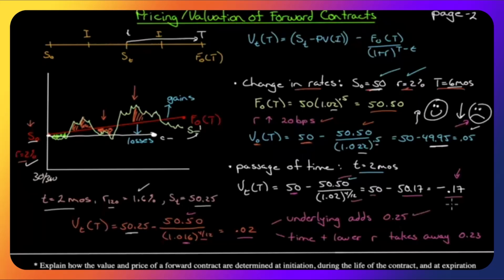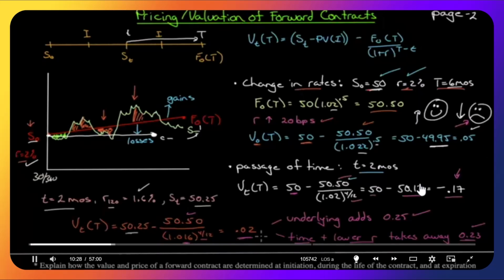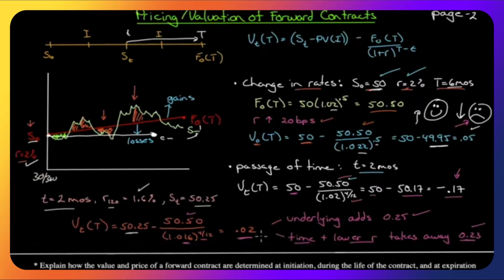The underlying has added 25 cents to the value of our contract, but the passage of time and the lower interest rates have taken away 23 cents. So we're up 25, but this brought us down 23. We're only up 2 cents. And this could be confusing for futures traders when they first begin because they think the underlying is going up, but I'm not making any money. This can't be right. The calculation must be wrong.